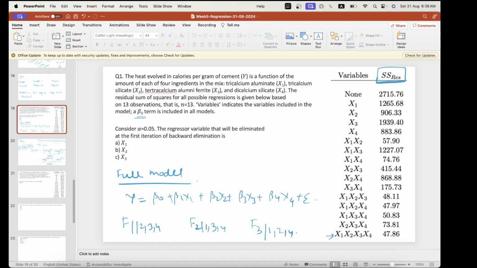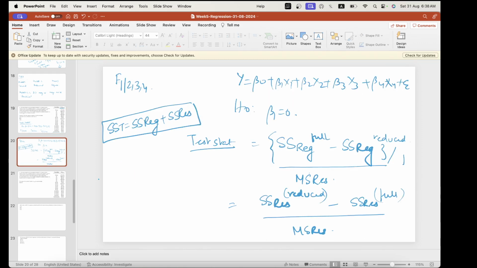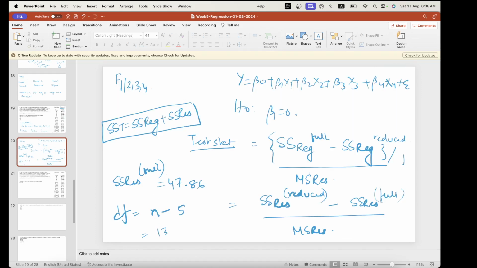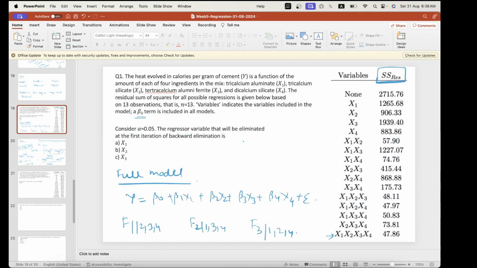All right, so now what do we have here? SS residual is this thing, 47.86. Okay, so SS res full is 47.86 and DF is how much? DF is n minus, how many parameters do we have? 1, 2, 3, 4, 5. Okay, so here they have mentioned n equal to 13, so we have 13 observations. So this will be 13 minus 5, that is 8. And SS residual reduced means we have to take that model where beta 1 is not there. So here beta 1 is not there, it is x2, 3, 4. So this one is the SS residual reduced model.